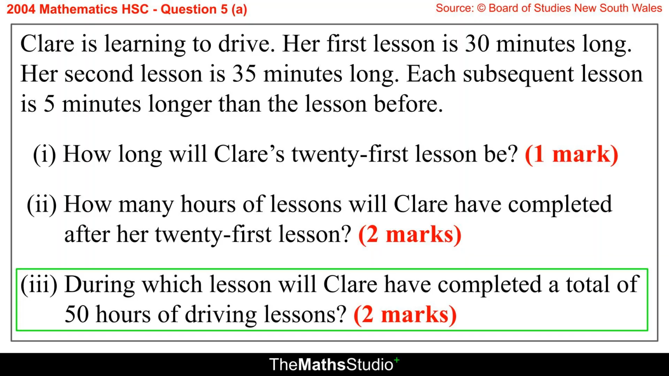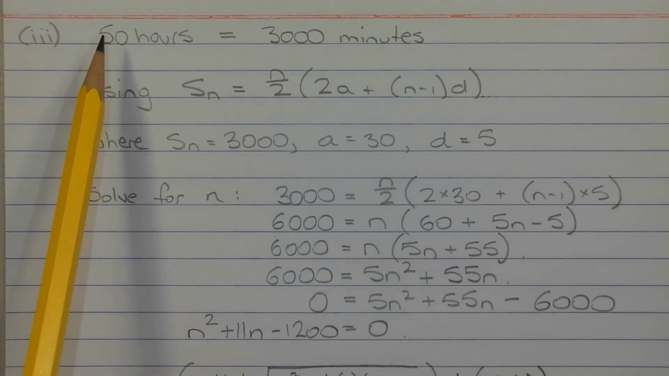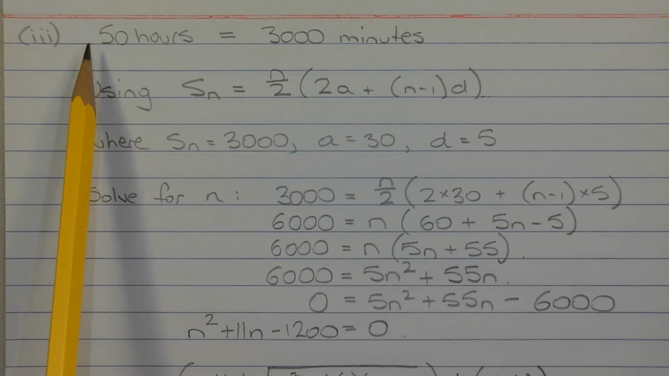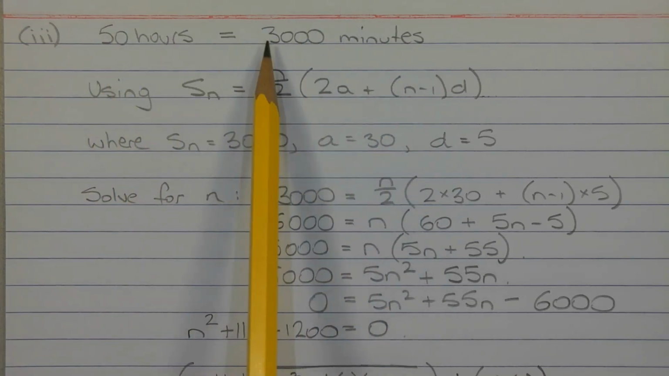Part 3. During which lesson will Claire have completed a total of 50 hours of driving lessons? The arithmetic series is defined in minutes. If you recall from part 1, it's 30 plus 35 plus 40 and so on. Now the question is asking, in which lesson will Claire complete 50 hours of driving? So we have to work in minutes. We're going to convert 50 hours into minutes first by multiplying 50 by 60, and we get 3,000 minutes.